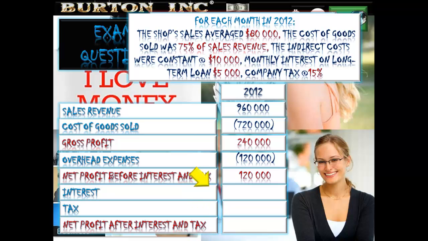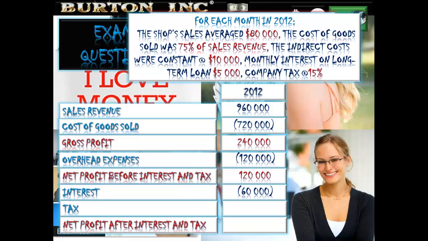Interest, that's up there somewhere. Monthly interest on a long-term loan, $5,000. $5,000 times 12, 60 grand. We know that we're not paying tax on the full $120,000 there. We don't have to pay tax on our interest expense. So we're only paying company tax on $60,000. 120 less 60 leaves us 60.